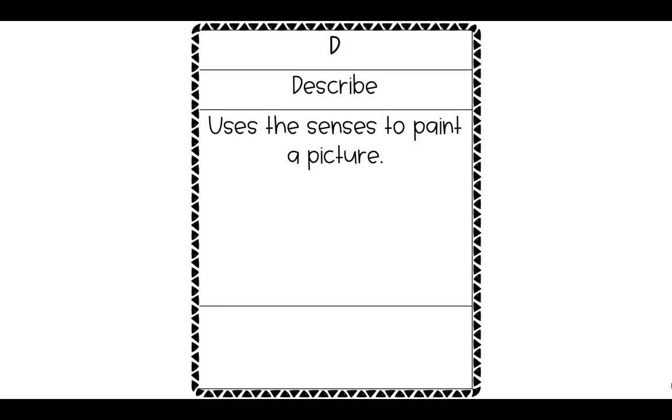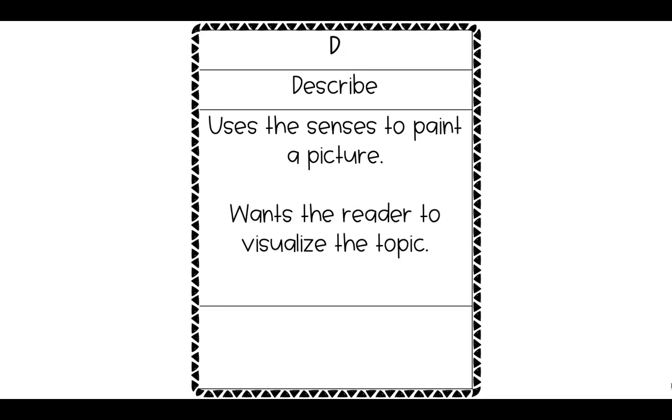Depending on the topic, they're going to use different senses and different words to help you paint a picture. The point of that is to visualize the topic. They really want you to get a picture in your head about how it is, where it is, what it looks like, what it does, what it feels like, what it sounds like, all of those things. So some synonyms for describe are to illustrate or to define.